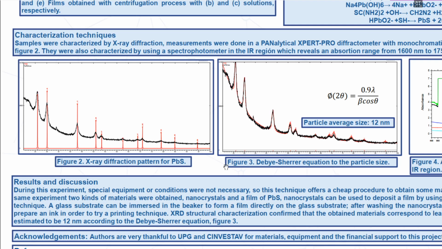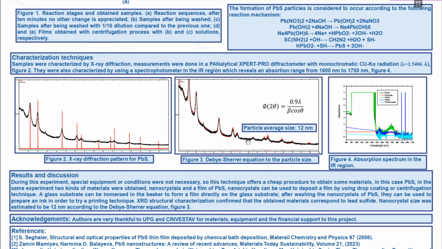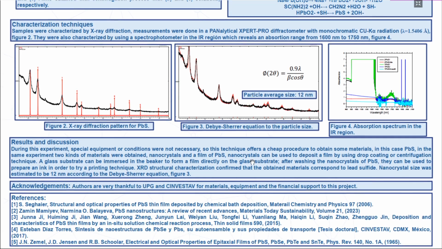During this experiment, special equipment or conditions were not necessary, so this technique offered a cheap procedure to obtain some materials, in this case lead sulfide. In the same experiment, two kinds of materials were obtained, nanocrystals and a film of PbS. Nanocrystals can be used to deposit a film by using drop coating or centrifugation techniques. A glass substrate can be immersed in the beaker to form a film directly on the glass substrate. After washing the nanoparticles of PbS, they can be used to prepare an ink in order to try a printing technique.